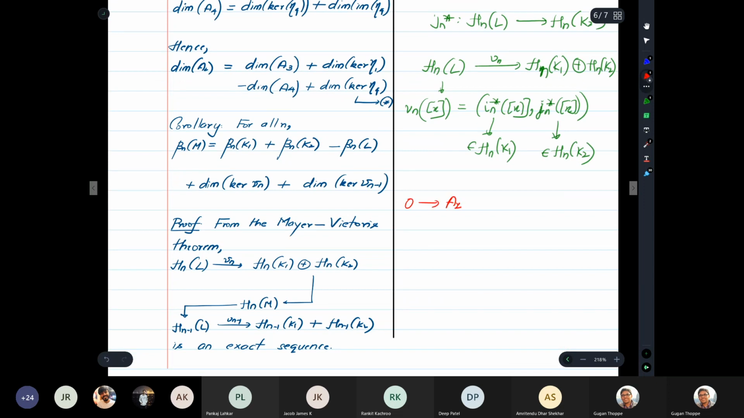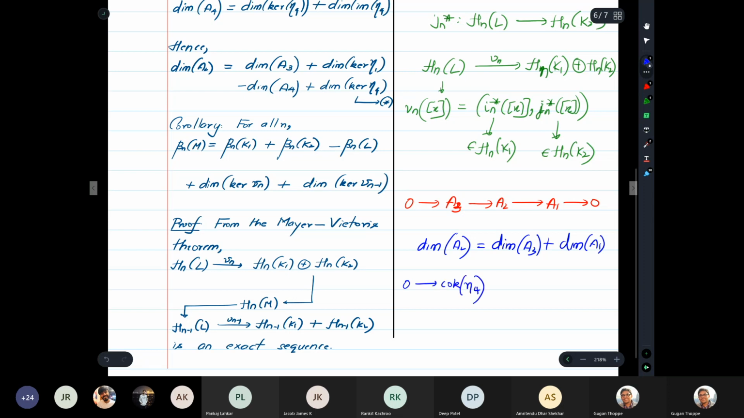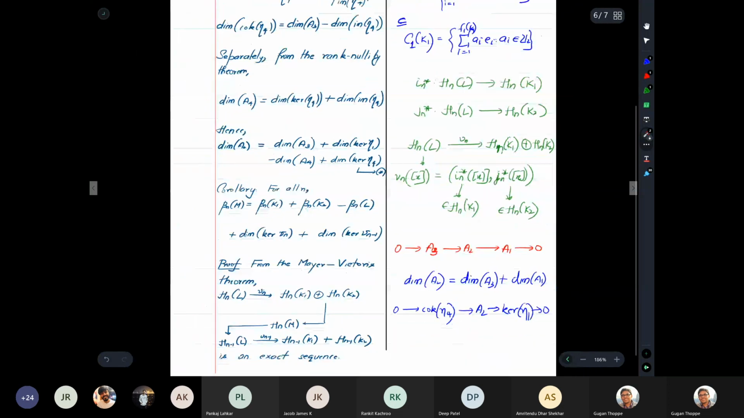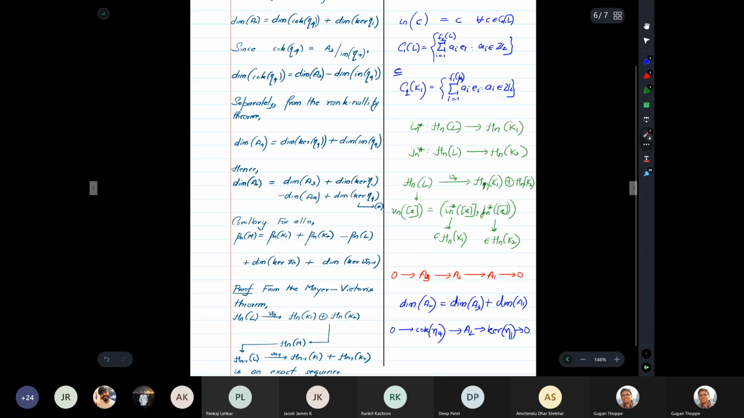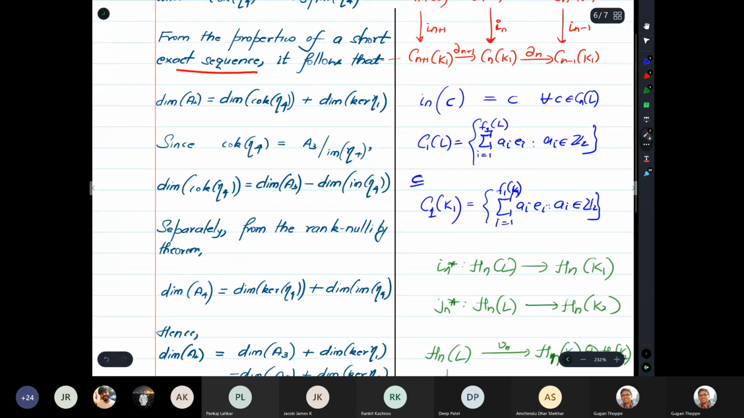Okay, so let's recall that if you have a short exact sequence, we had derived in one of our classes previously that the dimension of the vector space in between must be the sum of dimensions of the vector spaces to its side. Is this okay? So this is what we had derived in one of our previous classes. And now what we have is something like this: zero, co-kernel of eta 4, A2, kernel of eta 1. Okay, this is a short exact sequence, right? So from this, it follows that the dimension of the vector space in between, which is dimension of A2, must equal the dimension of co-kernel of eta 4 plus the dimension of kernel of eta 1, right? So this relation just follows from the fact that this is a short exact sequence.